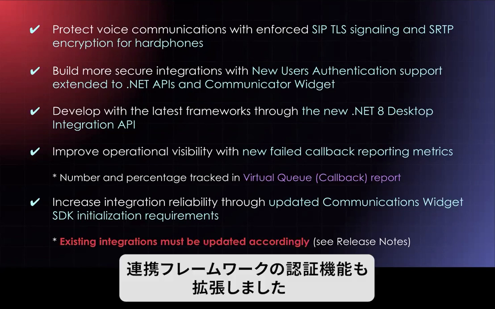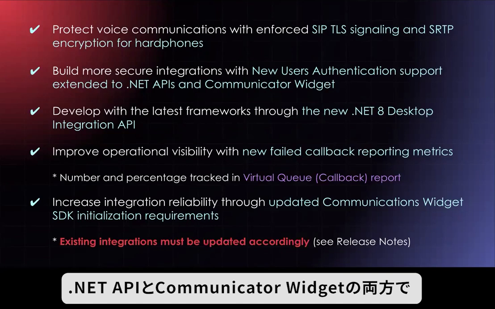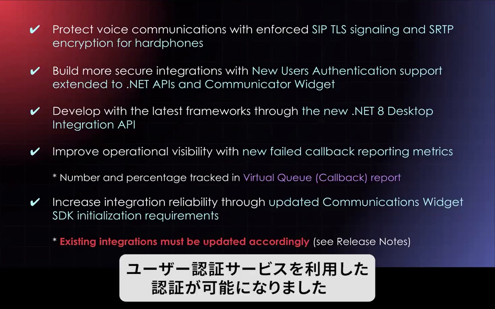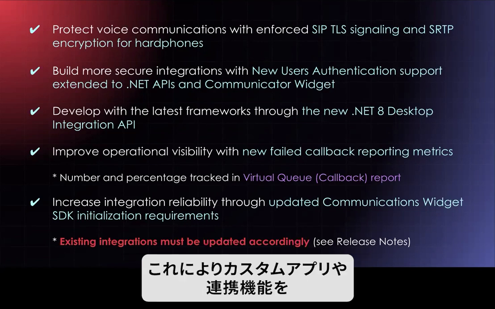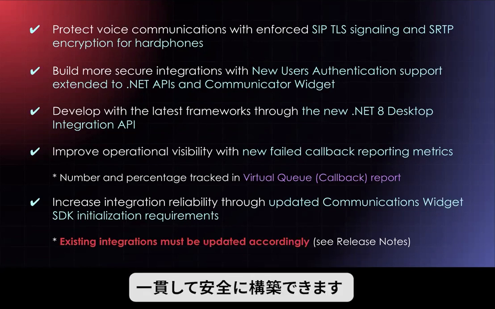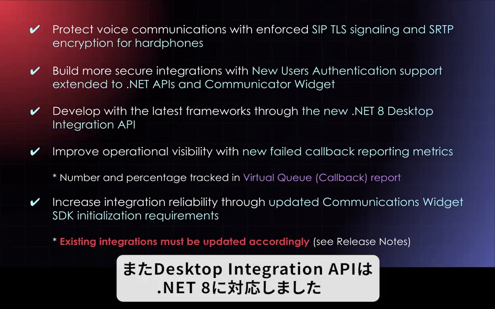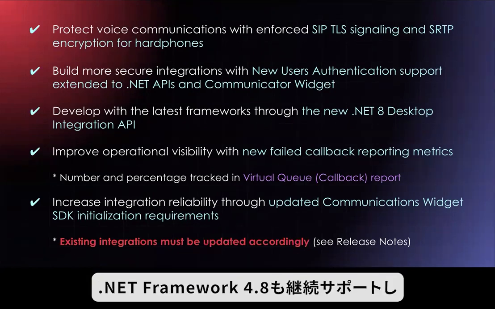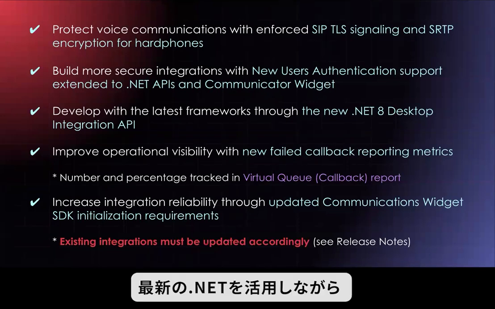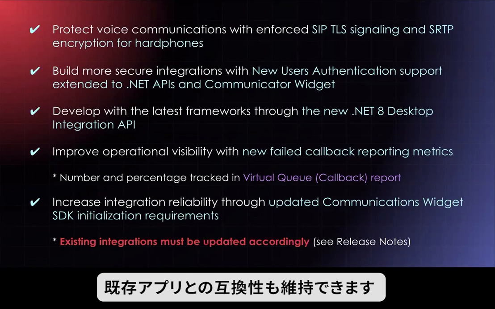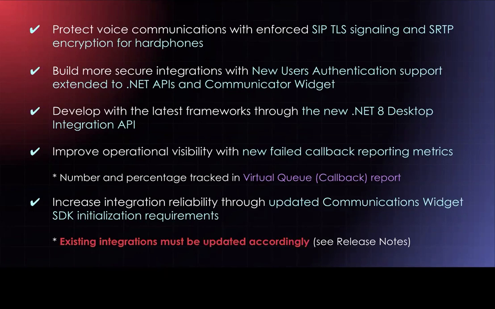We've also expanded authentication support across our integration frameworks. Both the .NET API and the communicator widget can now authenticate using the user's authentication service, providing a more consistent and secure approach to building custom applications and integrations. And for developers, we've introduced a new .NET 8 version of the Desktop Integration API, while continuing to support .NET Framework 4.8. This allows customers to take advantage of the latest .NET platform while maintaining compatibility with existing applications.